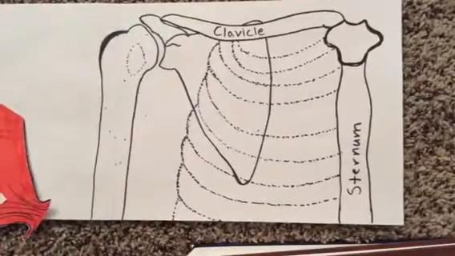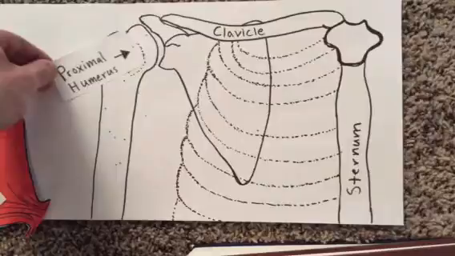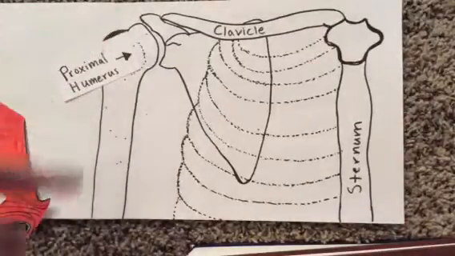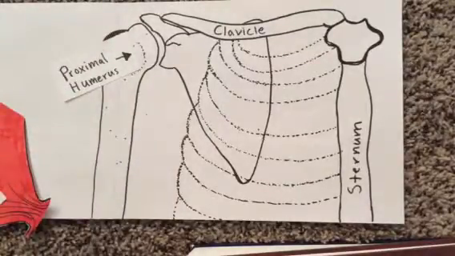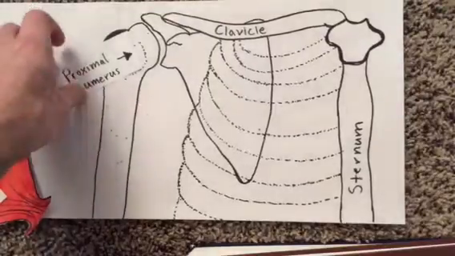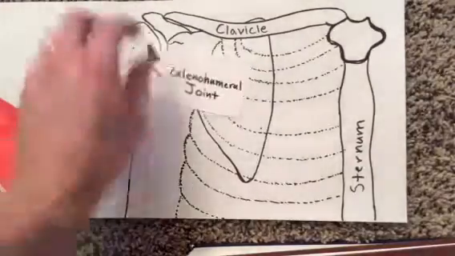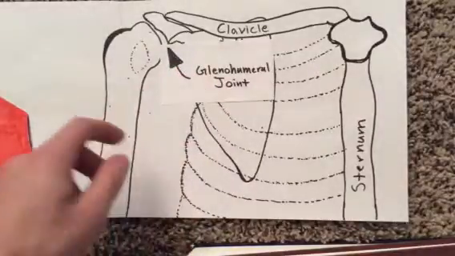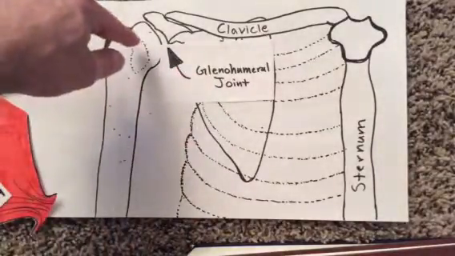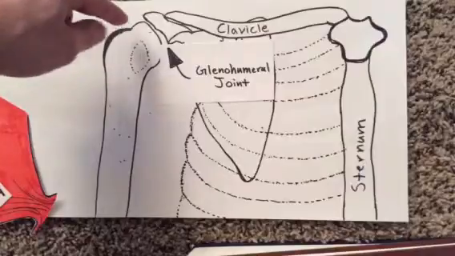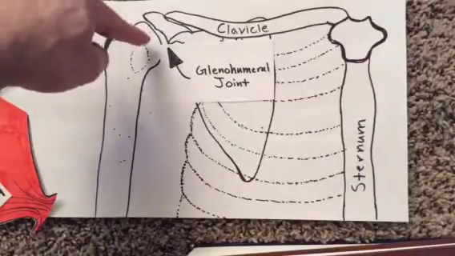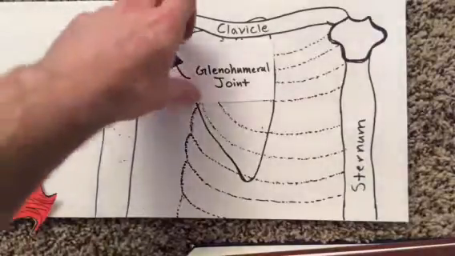So let's get some landmarks here. This is going to be our proximal humerus. Distal humerus would be down near the articulation between the radius, ulna, and humerus. Then this joint right here is called the glenohumeral joint. Where two bones come together is what we call an articulation. So the humerus and the scapula form the glenoid.